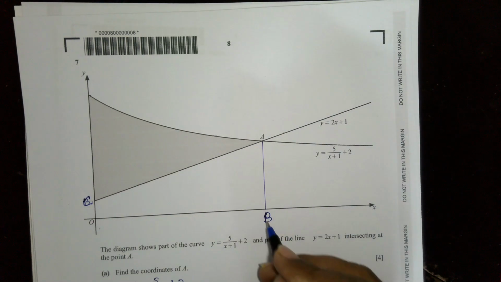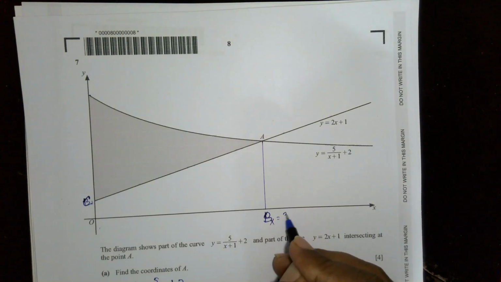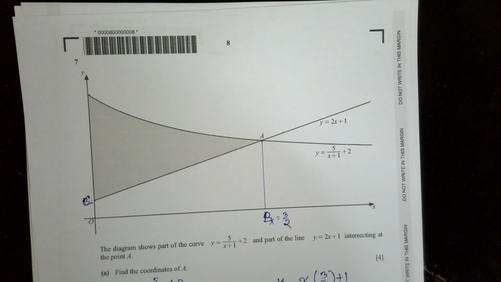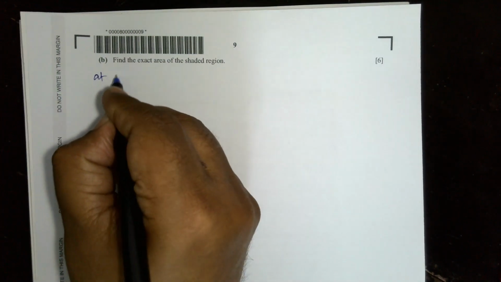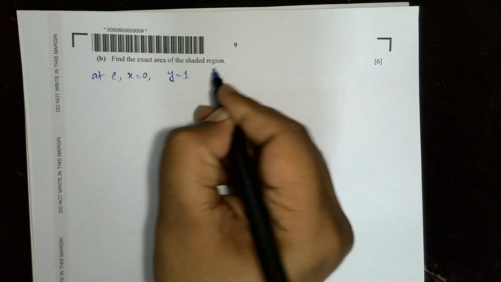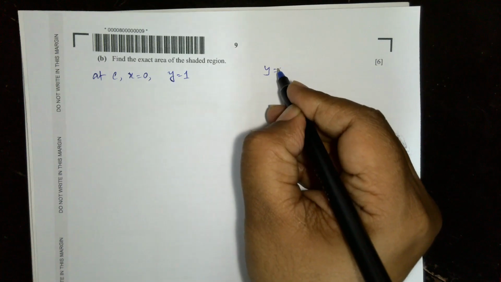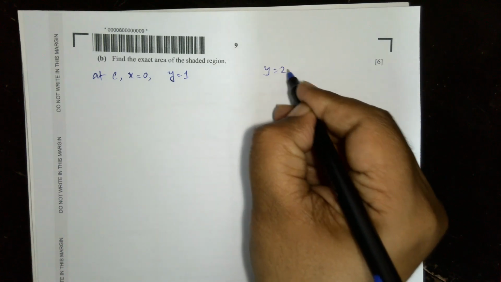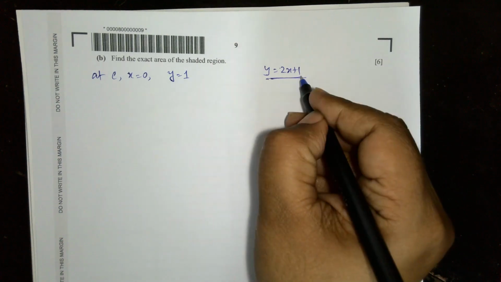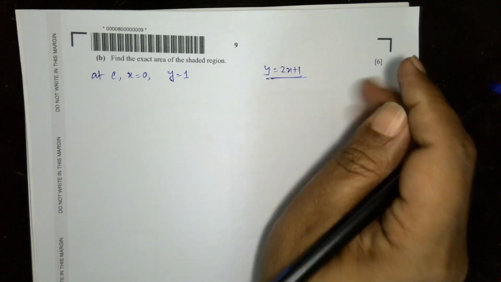Here the x coordinate of B is 3 over 2. The x coordinate of C, being on the y-axis, is 0. So at C, our x is equal to 0. That implies y is equal to 1, because the equation of the straight line given was y equals 2x plus 1, right? Okay.